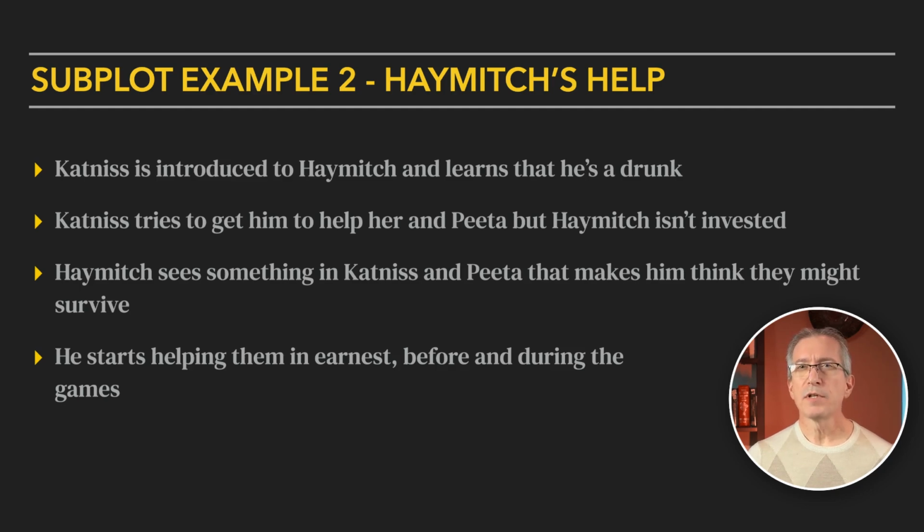And the games themselves are half survival and half politics. They are a construct of the administration, and there are game masters who control things, and they want things to go a certain way. And then there are sponsors as well, and they can help kids inside of the arena. And Haymitch knows all this stuff, and so he does things and helps Katniss and Peeta inside of the arena after the games have started. And so he does invest himself. He does want them to live. He sees something in them that makes him think they might be able to survive. And so he finally starts helping them in earnest. And that's kind of the close of that subplot.